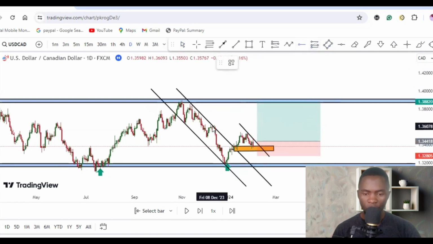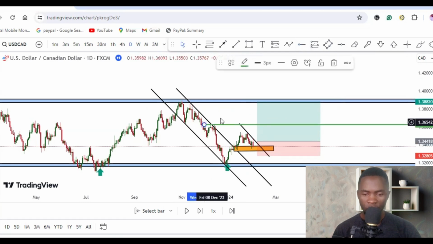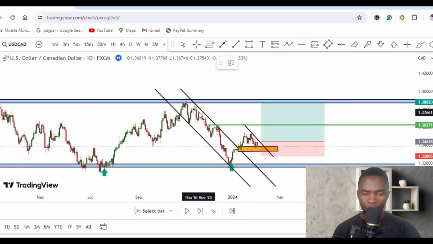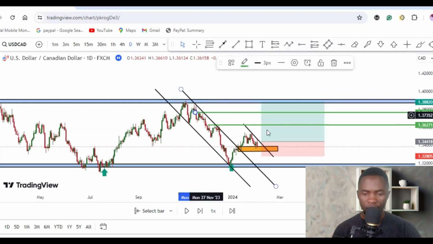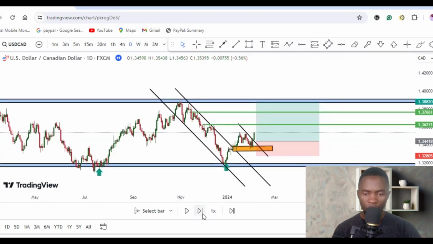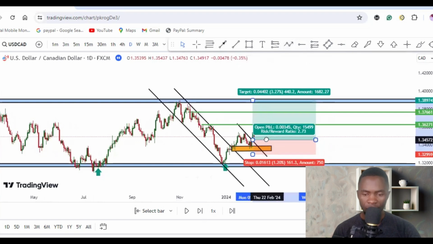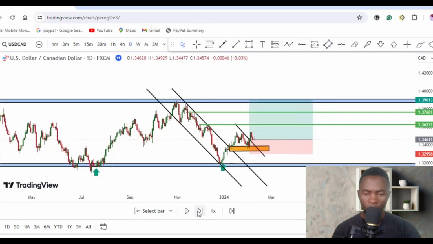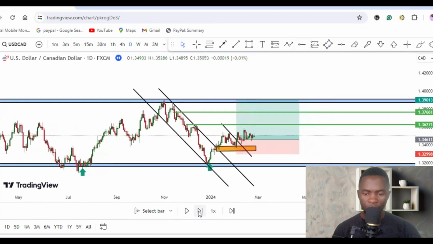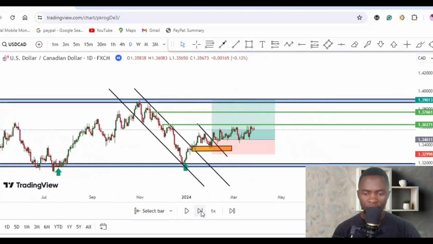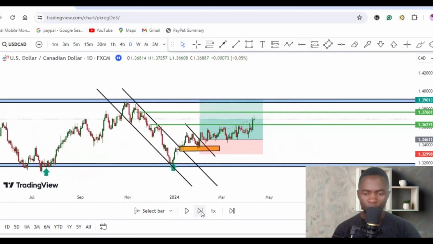My first TP always is above this low. Then my second TP will be exactly at the top around there. So let's see, I'm already on this trade. So the market is still consolidating. And remember, this is on the daily time frame. So it will take a couple of time for this setup to complete.